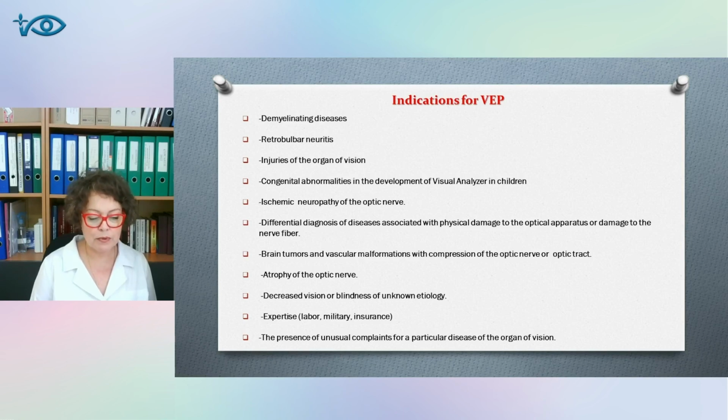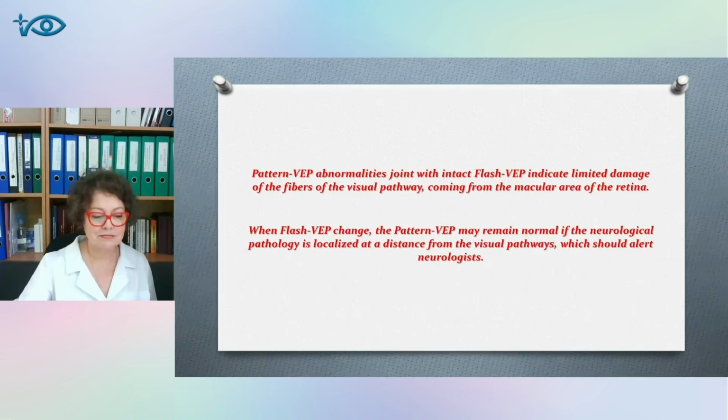Pathological changes in the amplitude-temporal parameters of VEP are detected in most patients with multiple sclerosis, even in the absence of any clinical signs of damage of the visual system. With the localization of a stroke in the occipital lobes, prolapse of pattern VEP occurs on the site of the lesion. Pattern VEP abnormalities joined with intact flash VEP indicate limited damage of the fibers of the visual pathway coming from the macular area of the retina.